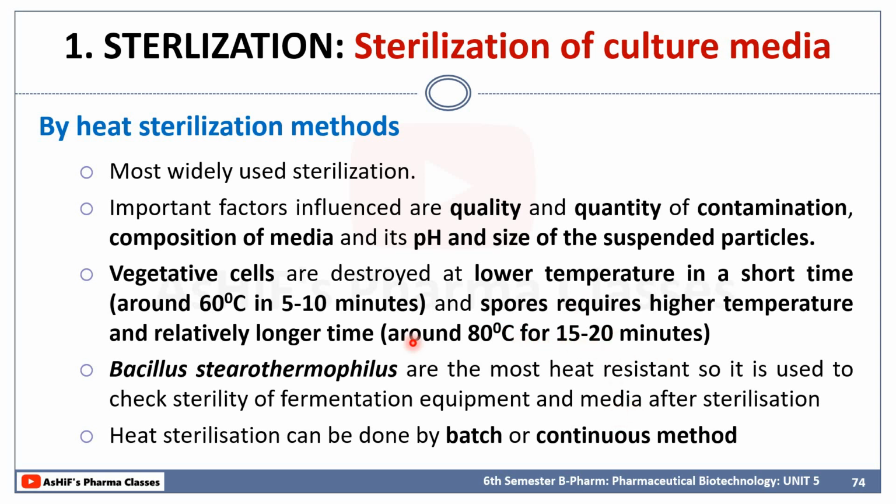In order to ensure the success of the sterilization process, we can use Bacillus thermophilus, which is a moisture resistant strain of a microorganism, mainly used as a biological indicator for assessing the efficiency of the sterilization process. Okay. Now, it can be done by batch or continuous method.